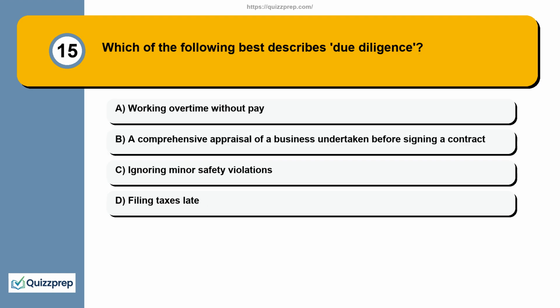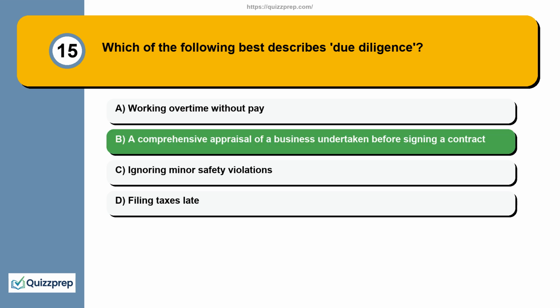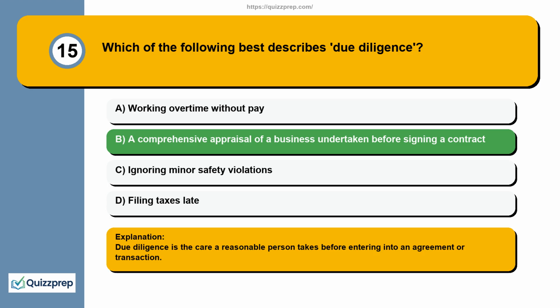Question 15. Which of the following best describes due diligence? Here are your options. Option A. Working overtime without pay. Option B. A comprehensive appraisal of a business undertaken before signing a contract. Option C. Ignoring minor safety violations. Option D. Filing taxes late. The correct answer is option B. A comprehensive appraisal of a business undertaken before signing a contract. Explanation. Due diligence is the care a reasonable person takes before entering into an agreement or transaction.